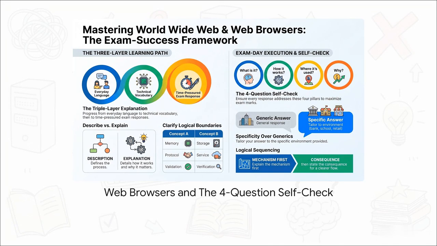When you're tackling questions about protocols, services, or web browsers, ask yourself, what is it? How does it work? Where is it used? And why? By framing your answers through this logical sequencing, mechanism first, consequence second, you progress from just using everyday language to the time-pressured, highly technical exam response that the mark scheme actually demands.